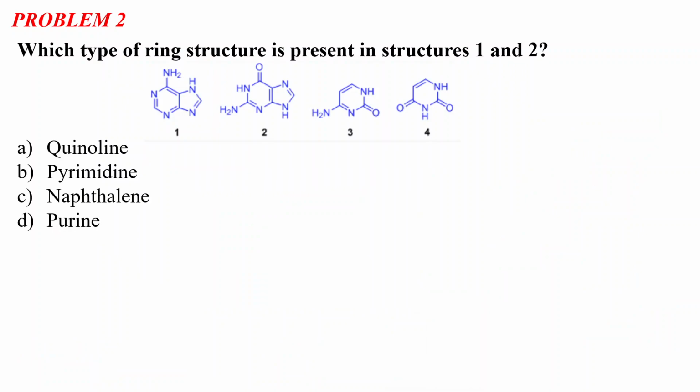Problem number 2 says: which type of ring structure is present in structures 1 and 2? So, this is structure number 1 and this is structure number 2. Now, you have to identify the ring which is present in both structures 1 and 2. Okay. The options are as follows: quinoline ring, pyrimidine ring, naphthalene ring or purine ring. Your options are A, B, C and D: quinoline, pyrimidine, naphthalene and purine. Now, you can try to solve this question.